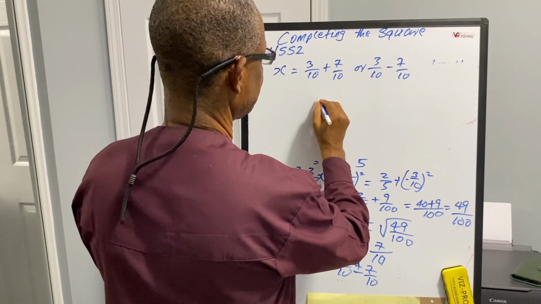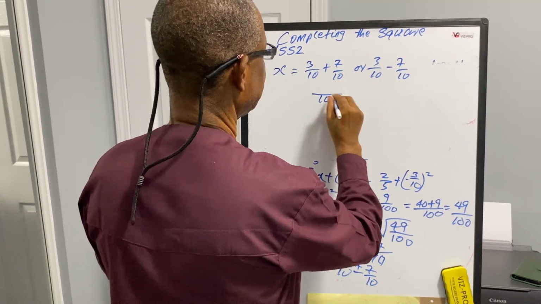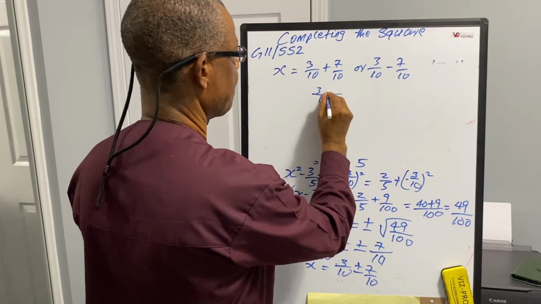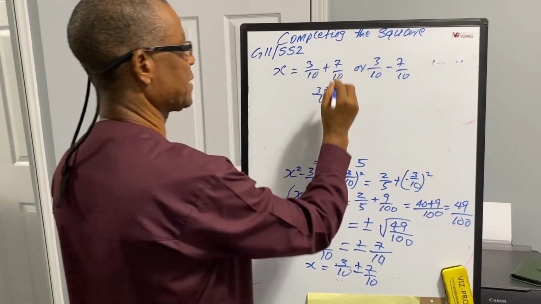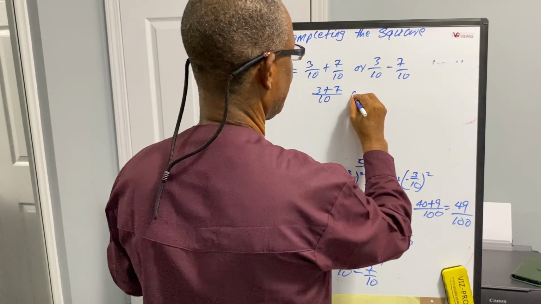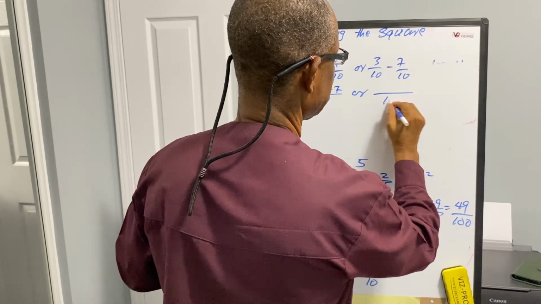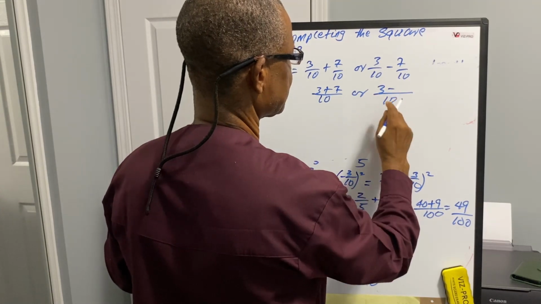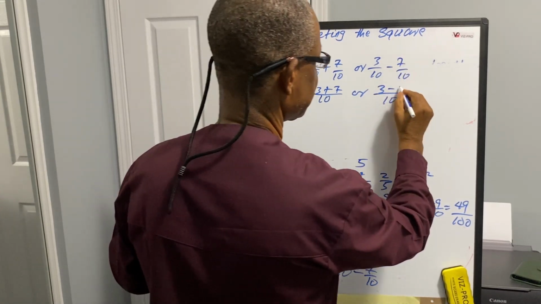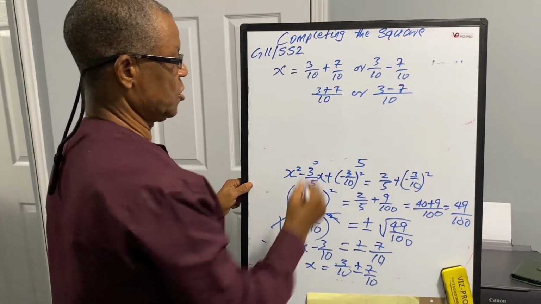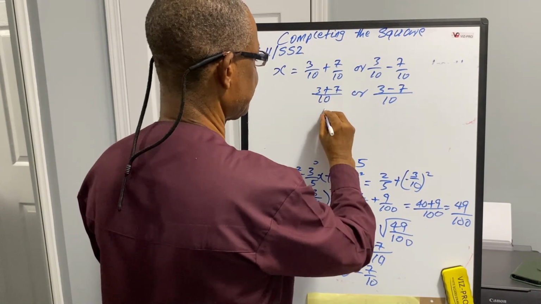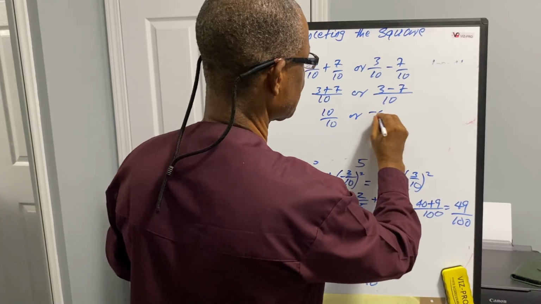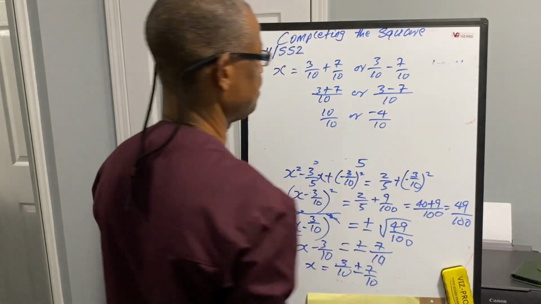Now the LCM, you know, is 10, and we have 10 divided by 10 is 1, 1 times 3 is 3, 10 divided by 10 is 1, 1 times 7 is 7, or the same LCM, 10 divided by 10 is 1, 1 times 3 is 3, minus 10 divided by 10 is 1, 1 times 7 is 7. This will give us 3 plus 7 is 10 over 10, or minus 4 over 10.